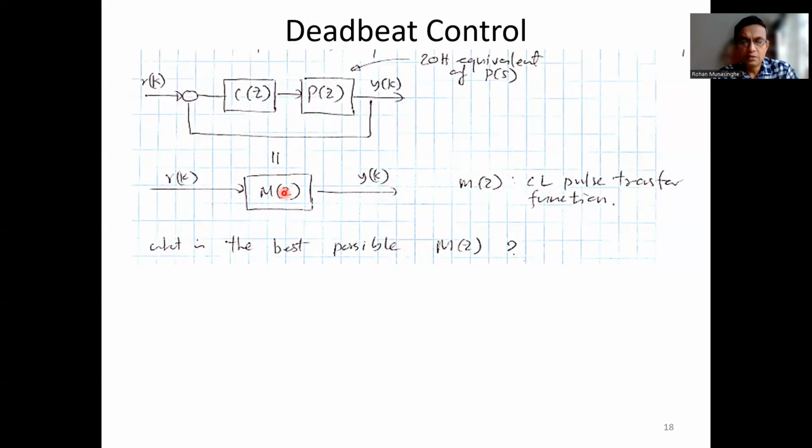What do you think this block MEZ should be? For any controller, any plant, eventually when you simplify the feedback and everything, what should be here for the system to give me exactly what I requested here after one sampling interval? Can somebody guess?